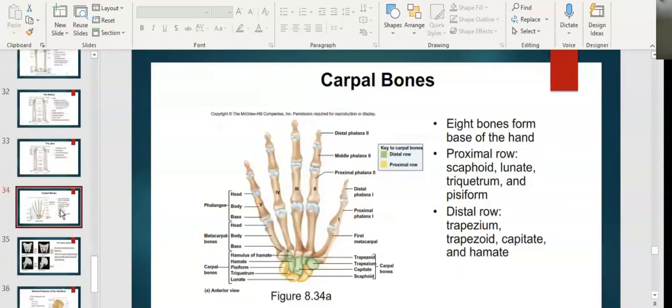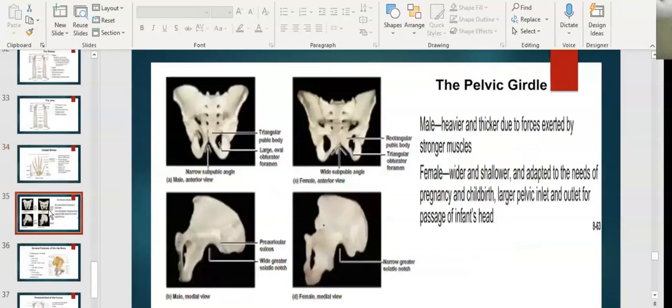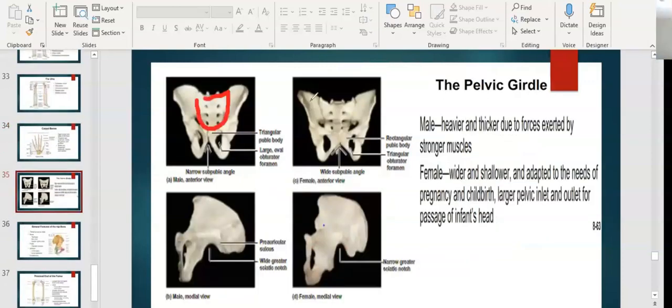So next we're going to go to the pelvic girdle. So this is going to be your pelvis. You can see here, the reason why you have two views is because one is for females, the other one is for males. That's going to be the sacrum right there, and it's going to articulate with these other bones right here, which are called the hip bone, os coxae. Sometimes they call it pelvic bone as well.